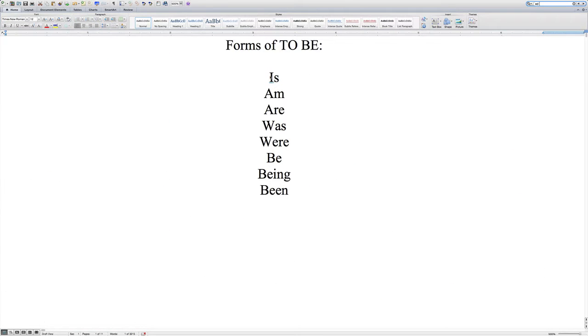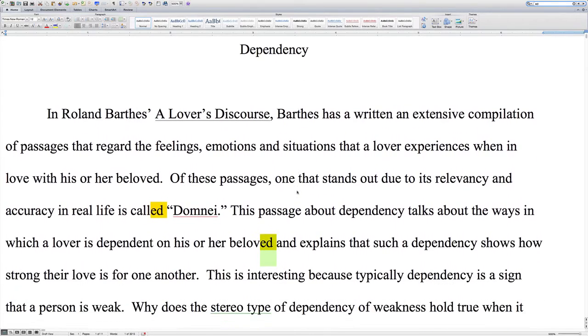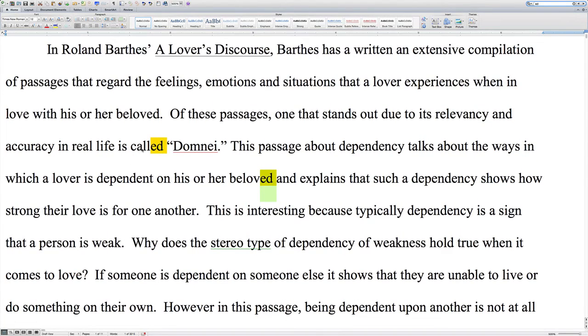You need to look for an ed that has in front of it a form of to be. And here's the list of all the ways that to be can appear in writing: is, am, are, was, were, be, being, been. Whatever part of the world you're from, you will say that your own little unique way. All right, so you're going to look for one of these in front of an ed word. So the very first one is called, C-A-L-L-E-D. Is there a form of to be in front of it? Why, yes, there is. And it's "is called." That is passive voice.